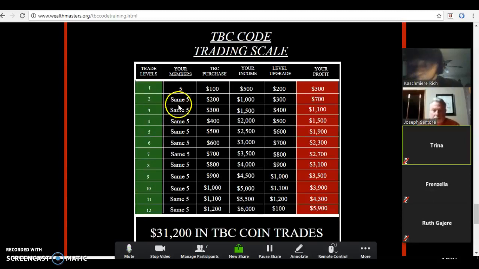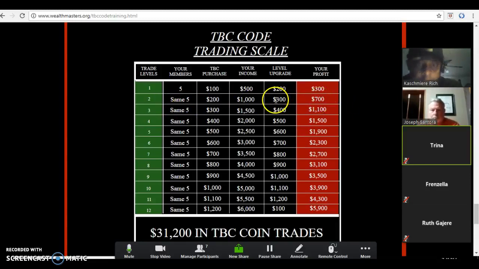Come on, that's powerful. So what happens is this. Your 5 members is going to pay you $100, giving you $500. From the $500, upgrading to level 2 for $200, leaving you $300, right? Same 5. You don't see no difference. Same 5 that was right there. Upgrade for $200, duplicating your efforts. That gives you $1,000. You upgrade for $300, leaving you $700.